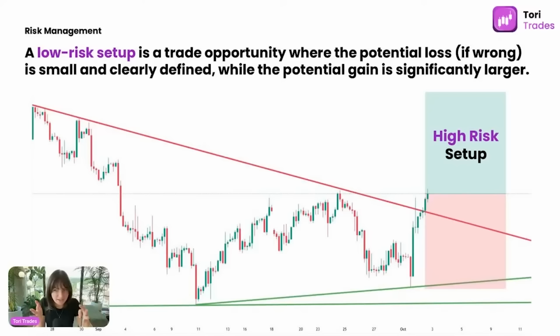Visually, we can see that. It's very clear to see. Now we'll start adding numbers to it. The more we go into it, we'll start adding percentages to our risk. We'll start adding stop loss placement. But right now, I just want us to visually understand the difference between a high risk and a low risk setup.